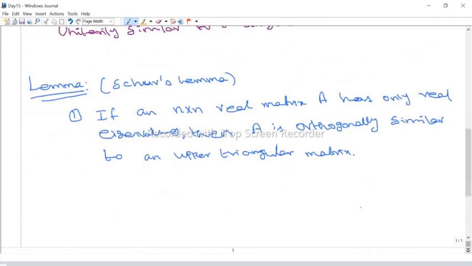So similar to an upper triangular matrix means what? There exists a P, which should be an orthogonal matrix, such that P inverse AP is an upper triangular matrix. That is, below the diagonal the entries are 0, and above the diagonal at least one entry is non-zero. So any real matrix is orthogonally similar to an upper triangular matrix provided A has only real eigenvalues.